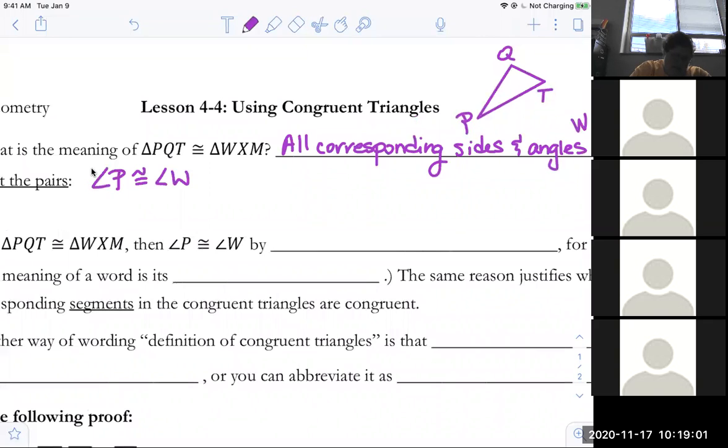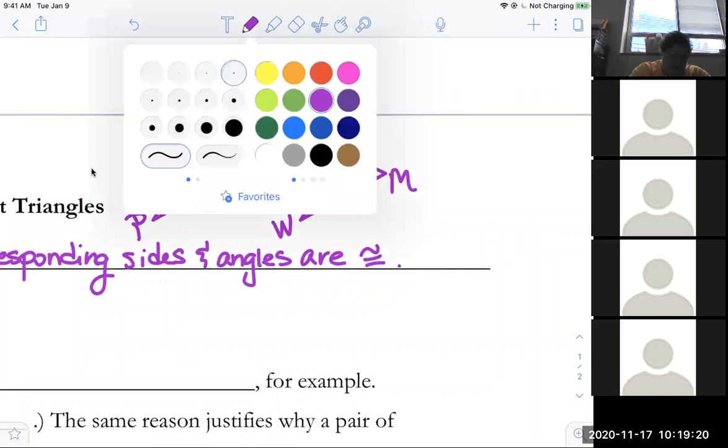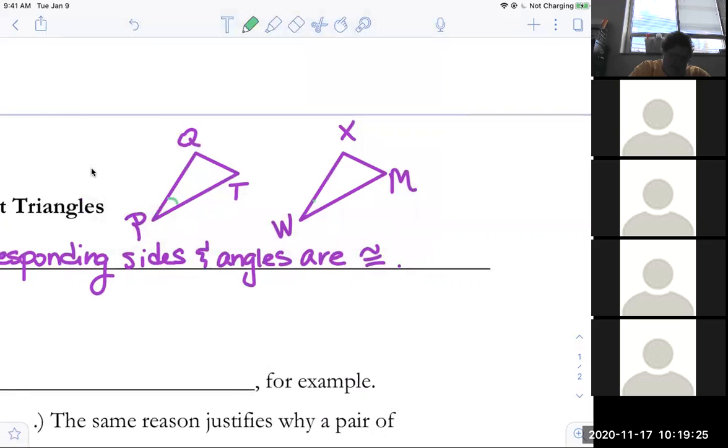And then T, I think it's M. I can't really see it up there. Okay, look at this statement. Yeah, T and M. And then Q and X. Angle Q is congruent to angle X, right? So I drew a picture just so we could look at that and know that P would match with W, they'd be congruent, and Q and X would be congruent, and T and M would be congruent.